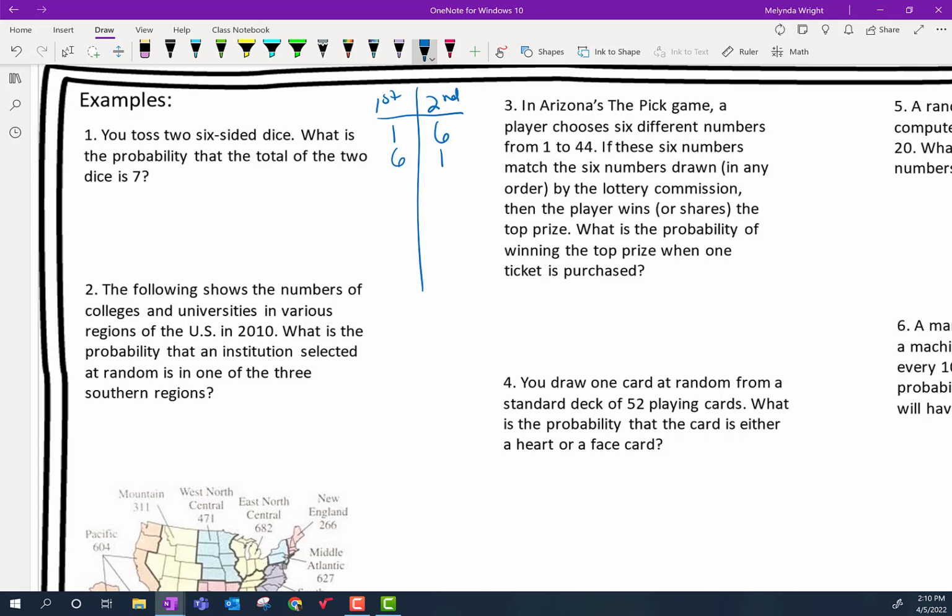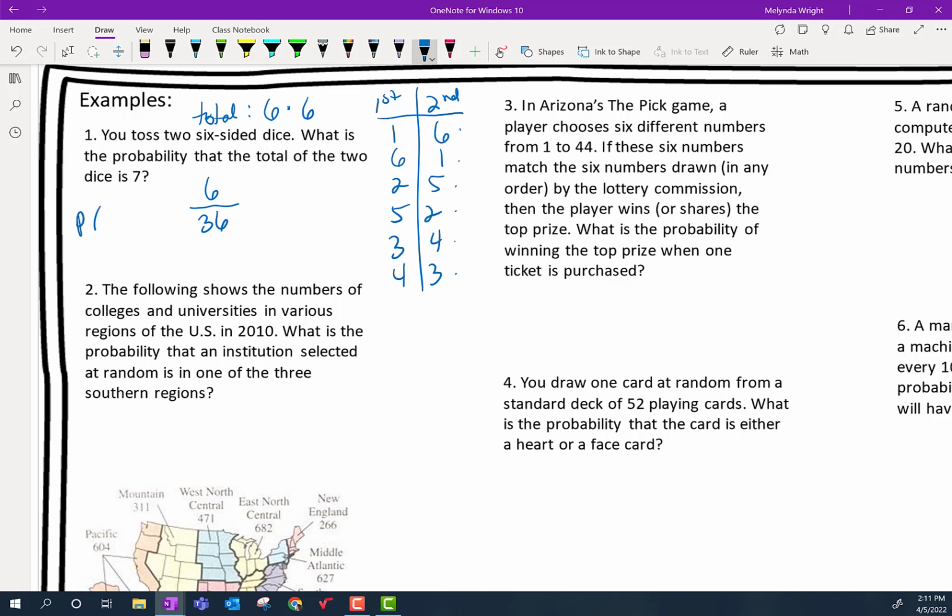Okay, so what else would add up to be 7? A 2 and a 5, or a 5 and a 2. A 3 and a 4, or a 4 and a 3. Is there anything else? No, nothing else. Let's count those up. 1, 2, 3, 4, 5, 6. There's 6 of those. So what do we want? We want one of those 6 things to happen. What is possible to happen? So the total things that could happen would be, I have 6 choices on the first dice and 6 choices on the second. So 6 times 6 would be 36.